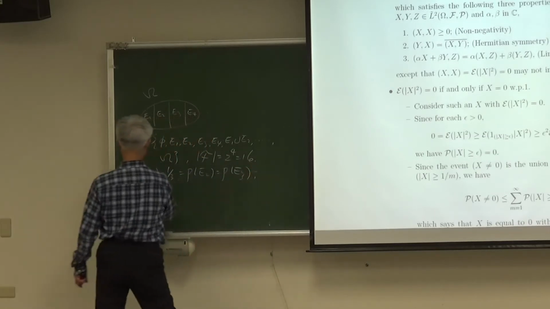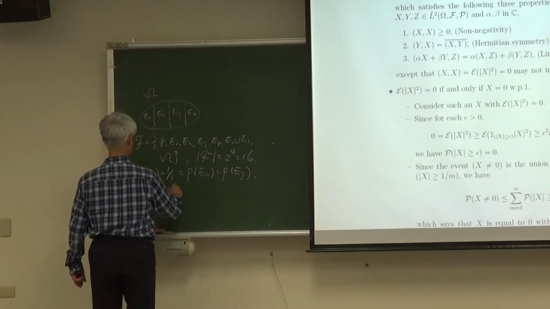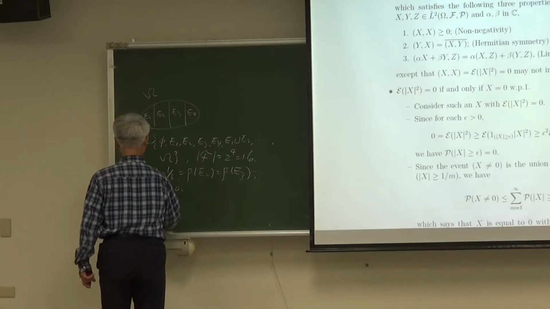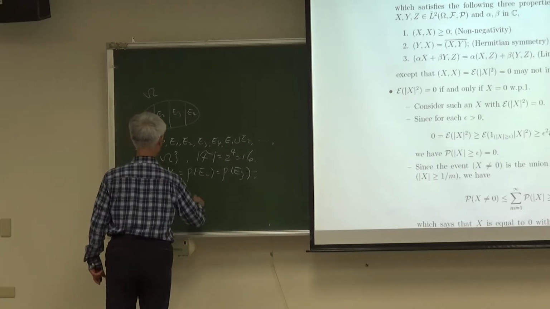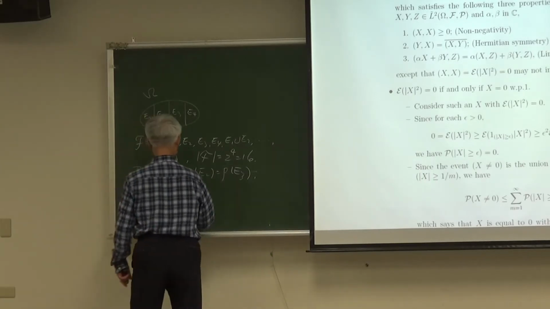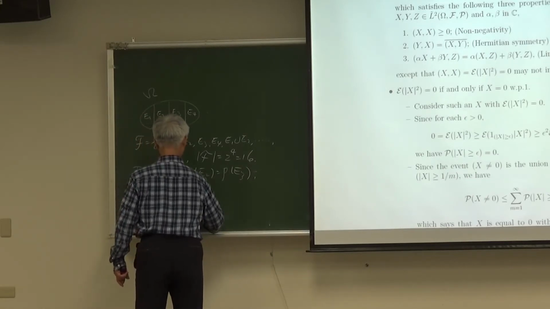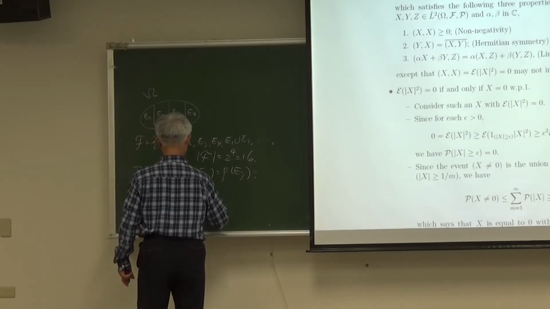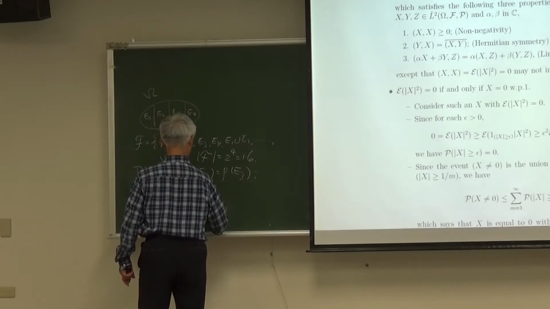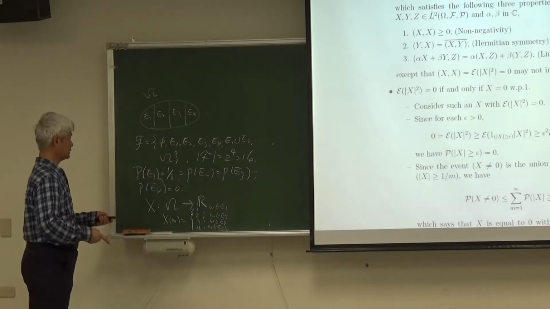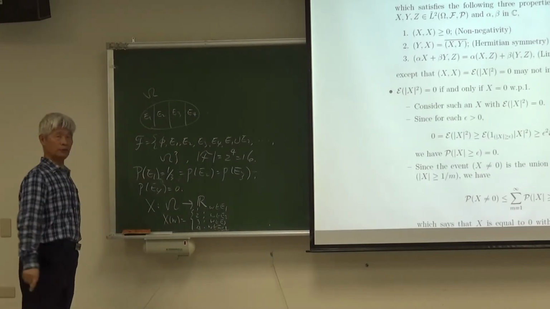Alright, but the probability of E4 is 0. I can define that. Now I define a random variable X from Ω to R such that X(ω) is equal to 1, 2, 3, 4 if ω is in E1, E2, E3, E4 respectively. So now I have a random variable.